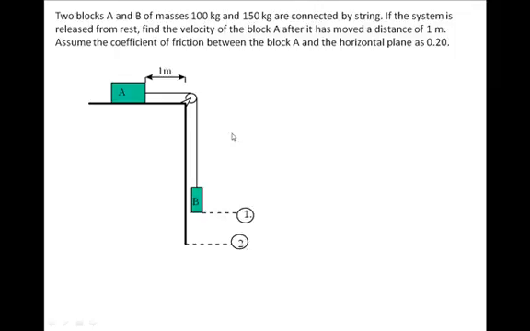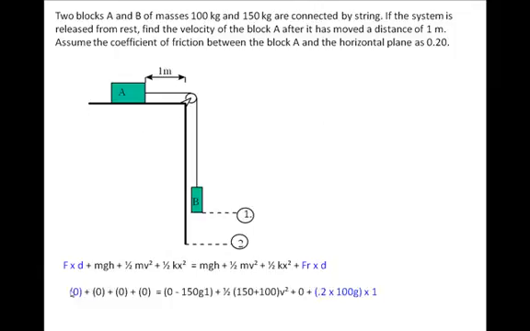A few things you have to assume. The string is inextensible, the pulley is frictionless, and this distance on the plane is sufficient so that A won't fall off or hit the pulley. Now let's use our energy balance equation. There is no external force, so F into D is 0. For the purpose of MGH, we will take reference for A as this plane and reference for B as this level. Since both of them in position 1 are at their own references, MGH is 0.